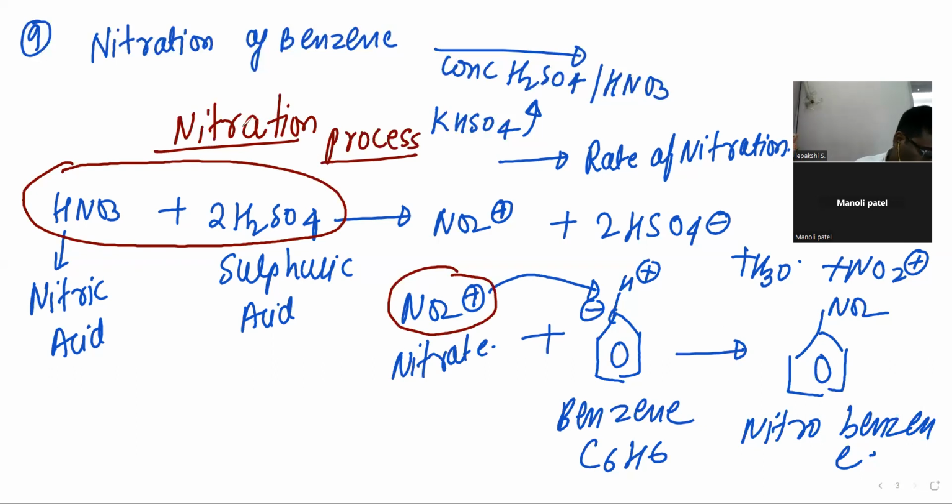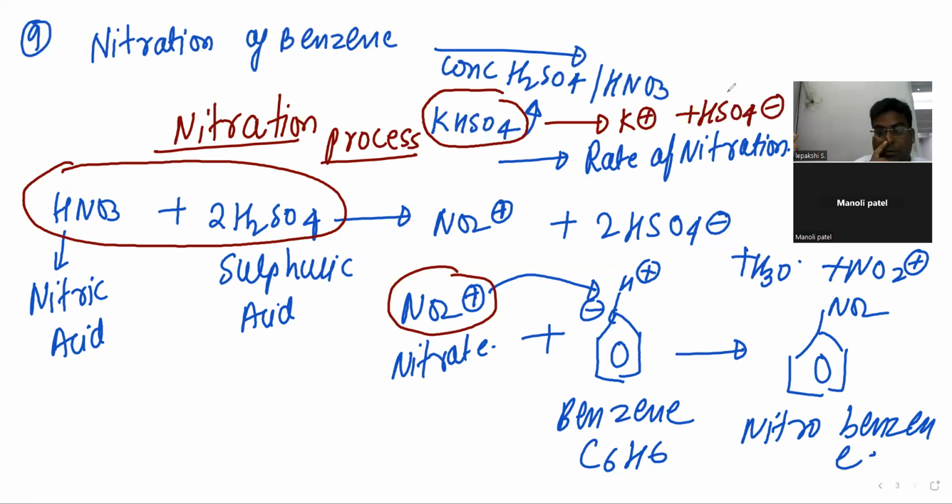When KHSO4 is added to this mixture, it dissociates into K+ and HSO4-, which increases the HSO4- concentration. HSO4- is already there and more is added, so the concentration of this will increase. The equilibrium shifts to the backward reaction. Hence the rate of reaction becomes slower.